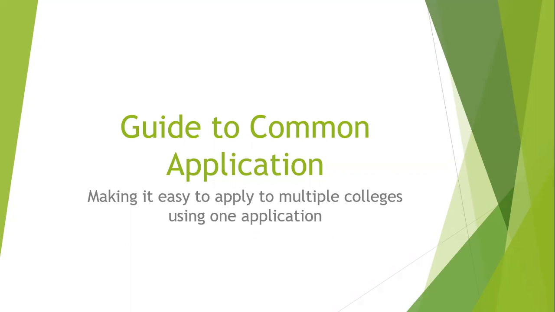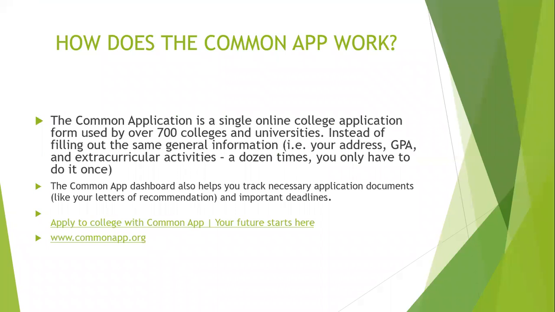Today, we'll be discussing Common Application, also known as Common App. So what is Common App and how does the Common App work? The Common Application is a single online college application form used by 700 colleges and universities. So instead of filling out the same general information, like your address and your GPA, a bunch of times, you only have to do it once. The Common App dashboard also helps you track necessary application documents, like your letters of recommendation and important deadlines.